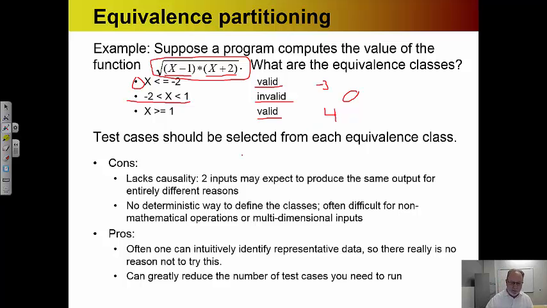Now, what are some of the pros and cons of this? Let's start with the cons. First, it lacks causality. Two inputs may be expected to produce the same output for entirely different reasons. There's no deterministic way to define these equivalence classes. There's no algorithmic way. It's really done by inspection. There are some research approaches to try and identify proper test cases. There are statistical approaches to this, but in its very simplest form, we looked at this and we kind of had to figure it out.